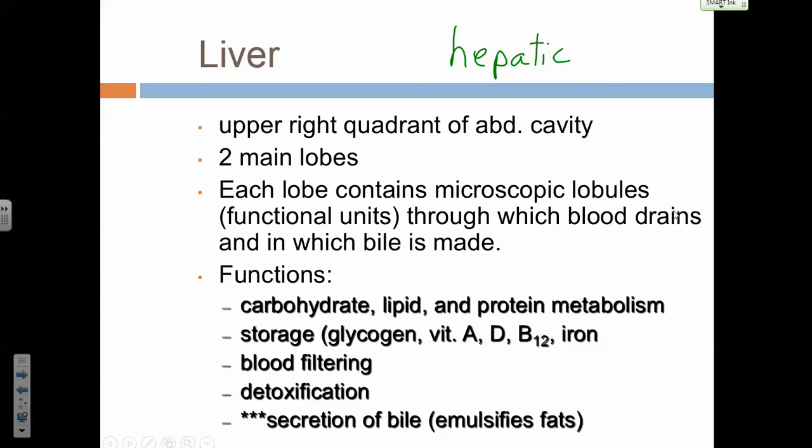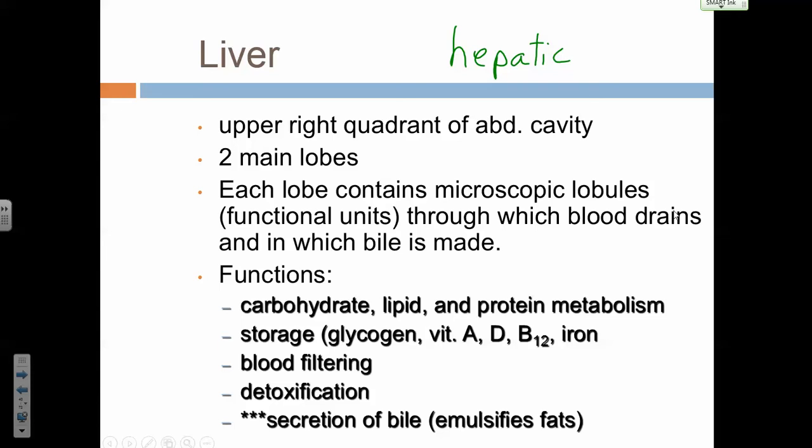One of the functions is carbohydrate metabolism. So it says it polymerizes glucose to glycogen. That means it converts glucose to glycogen. It breaks down glycogen to glucose. It converts non-carbohydrates to glucose. So in other words, it builds and it breaks down carbohydrates. It does the same thing to lipids. It builds and breaks down lipids. It builds and breaks down proteins. It stores some chemicals.